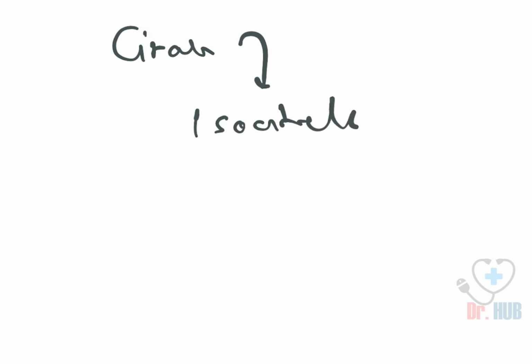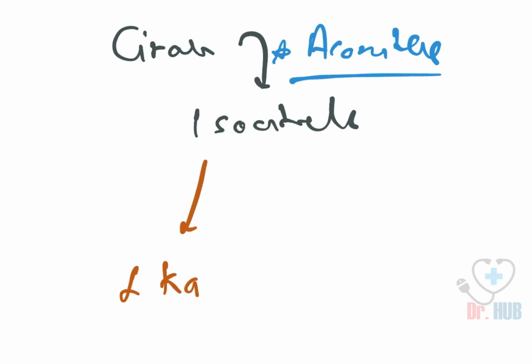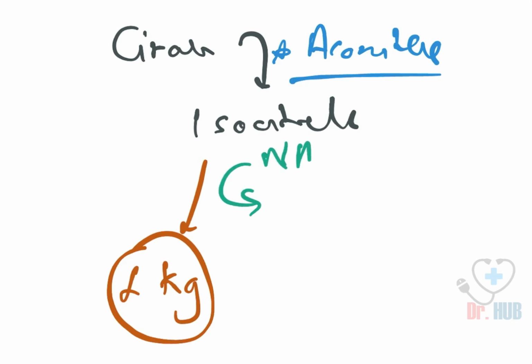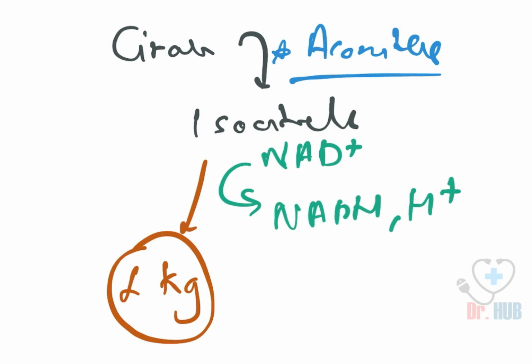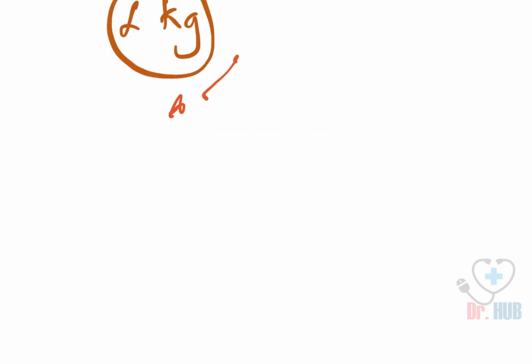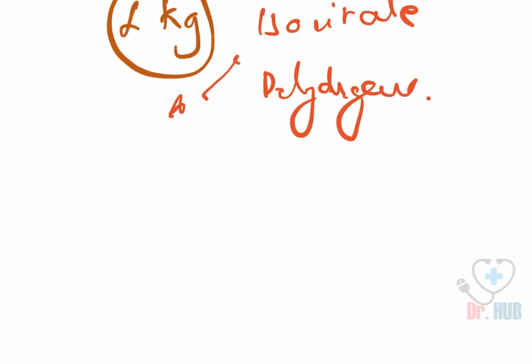Next, we look at the conversion of citrate to the isocitrate. The enzyme involved here is the aconitase. Next, we see the isocitrate being converted to the alpha ketoglutarate. Here NAD plus is converted to NADH plus H plus. What is the enzyme involved here? The enzyme involved here is the isocitrate dehydrogenase.